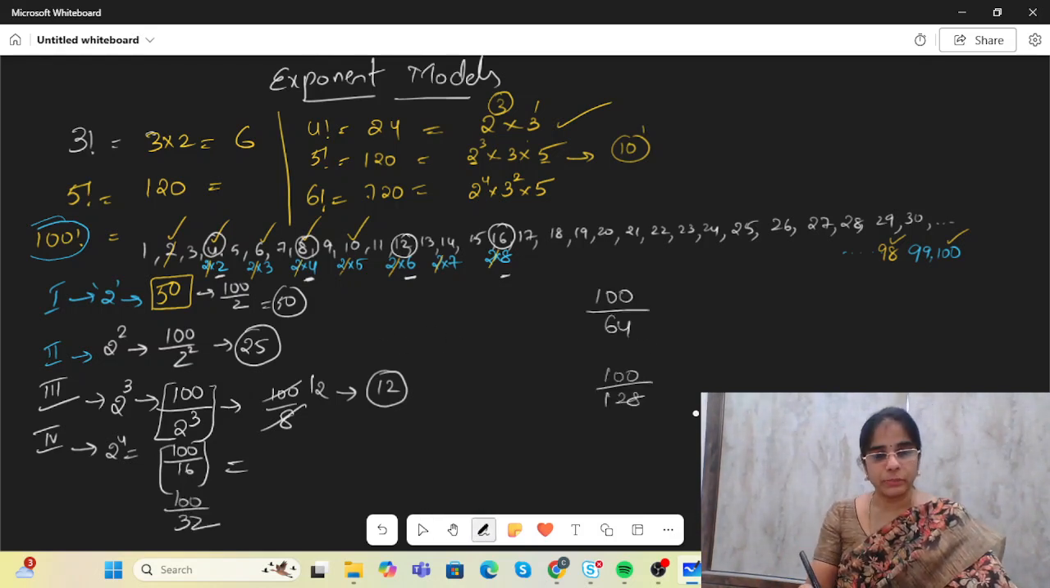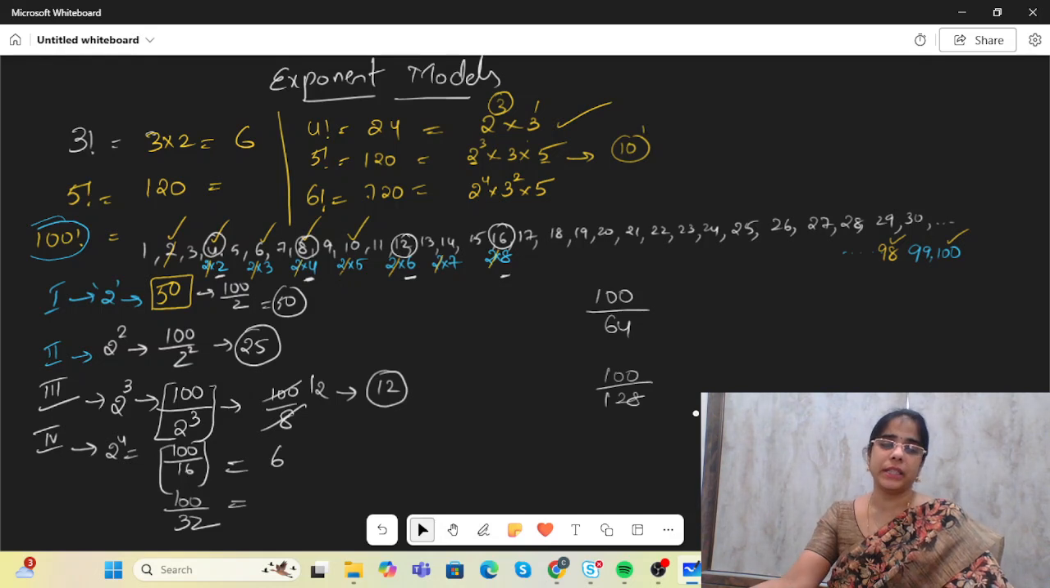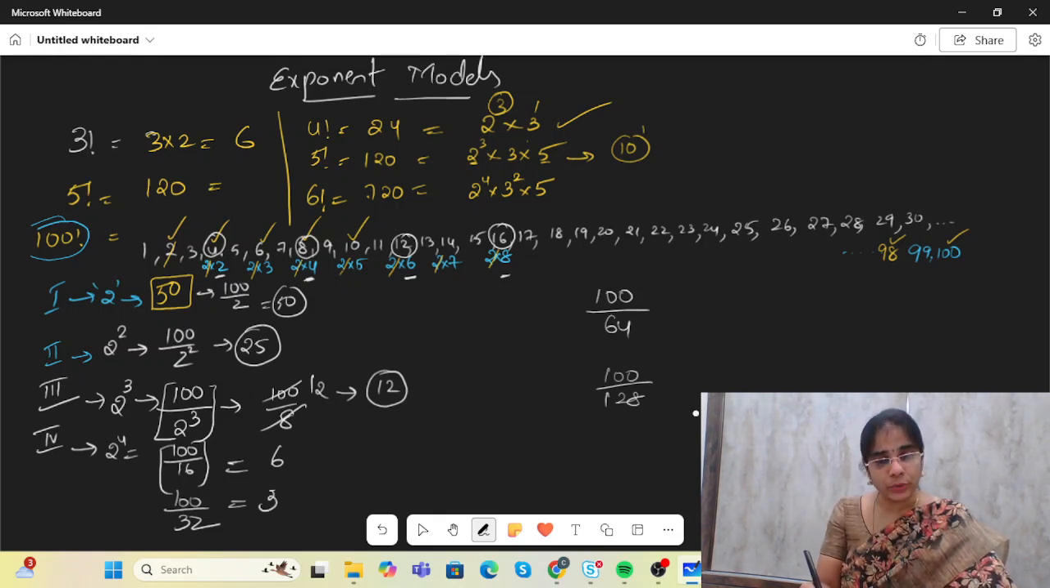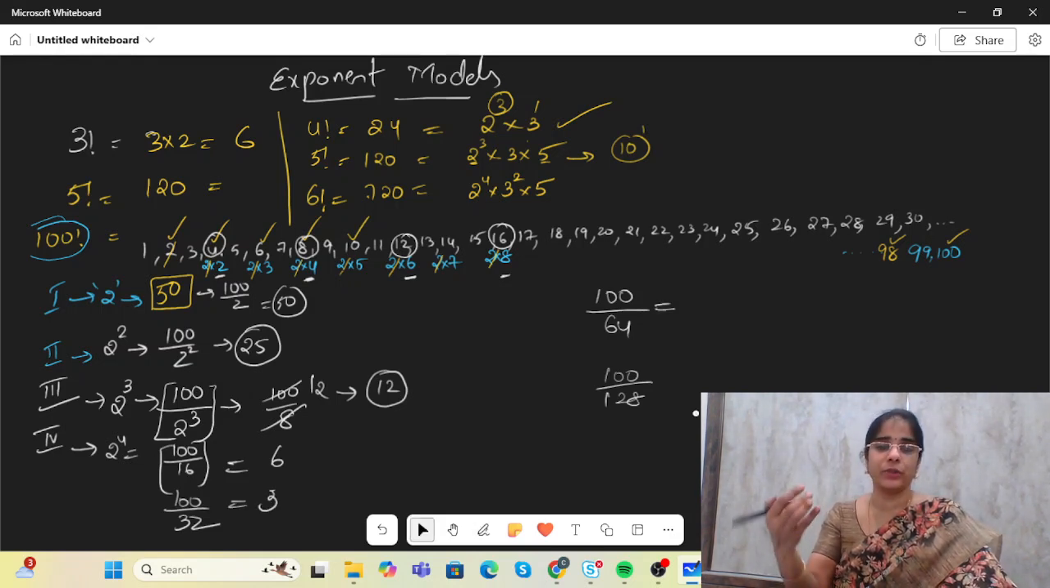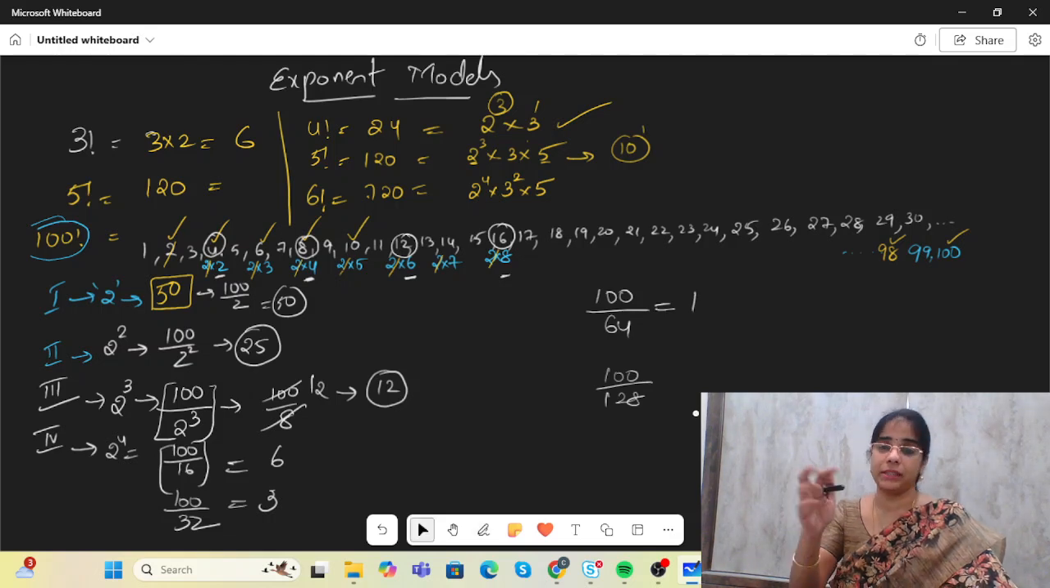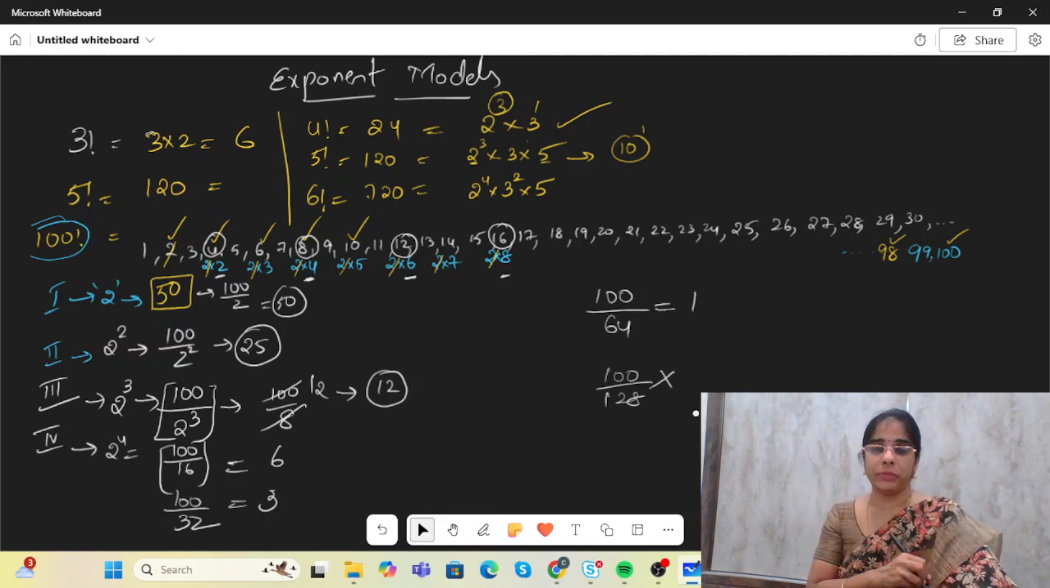Right. So 100 by 16 will be 96. So 6 point something. Here I'll be going with the 32, in the sense 32 threes is what I will be getting, 96 and all. Right. So that will be 3 there, and here 100 by 64 is 1 point something, hence it is just 1. Here I won't be getting anything.